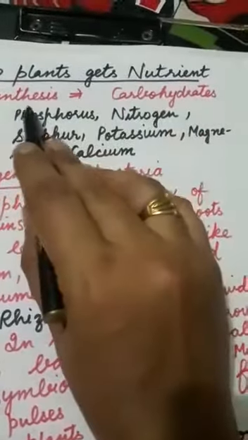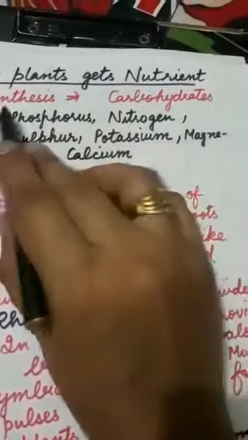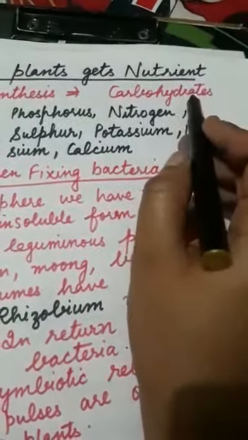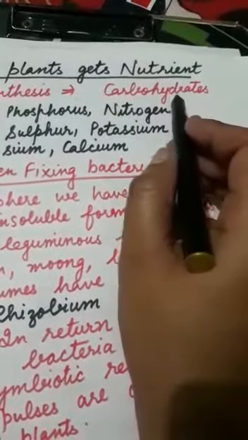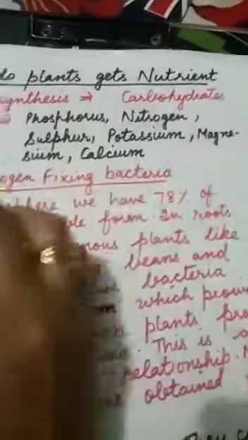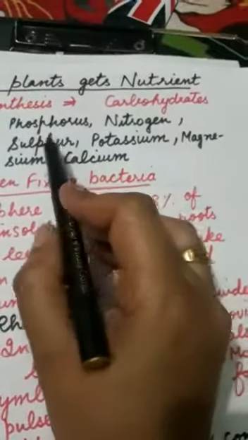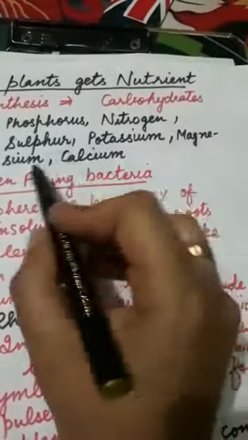So by photosynthesis plant gets carbohydrates. This is also a nutrient. You have learned so many nutrients. Now from the soil also plant gets so many nutrients like phosphorus, nitrogen, sulfur, potassium, magnesium, calcium.